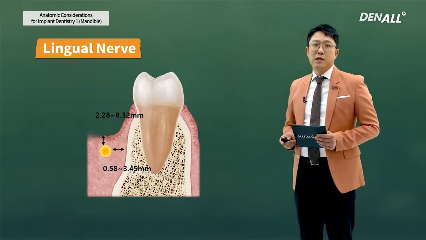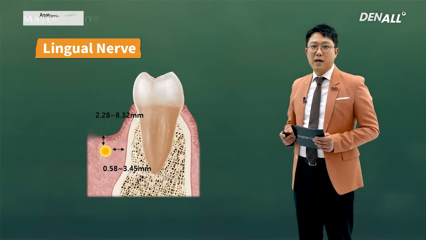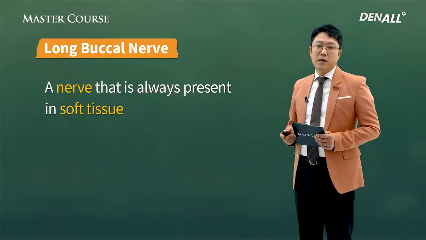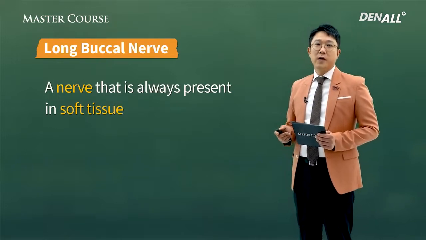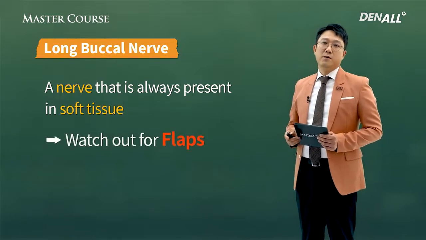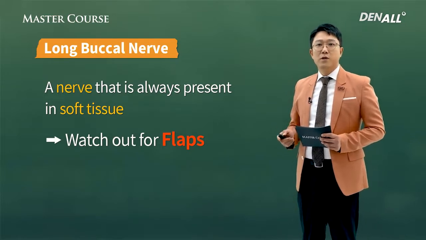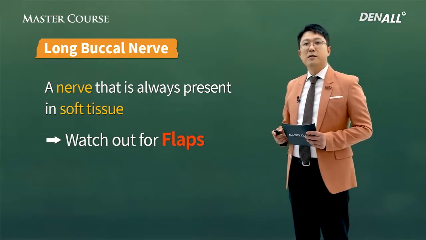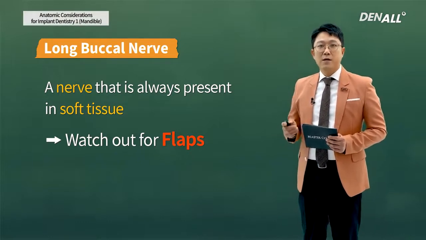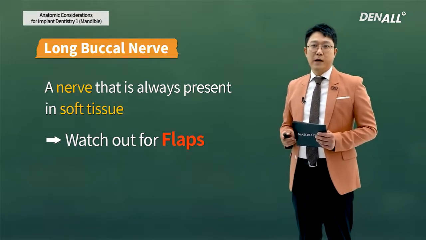Some people ask whether the lingual nerve is in bone, but the nerve is always in soft tissue. It is very close to the alveolar ridge at the lingual side of the third molar. Therefore, it requires great caution when you make a flap on the lingual side. The lingual nerve is found to be injured more often than the mental nerve, according to some reports, so you need to be very careful.